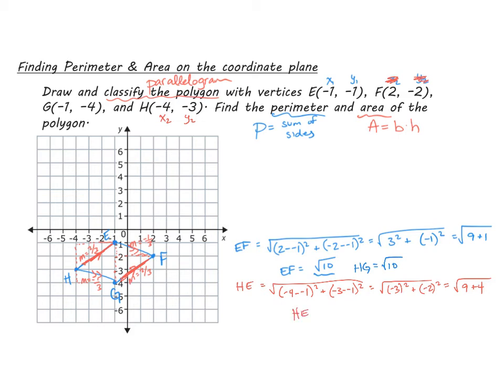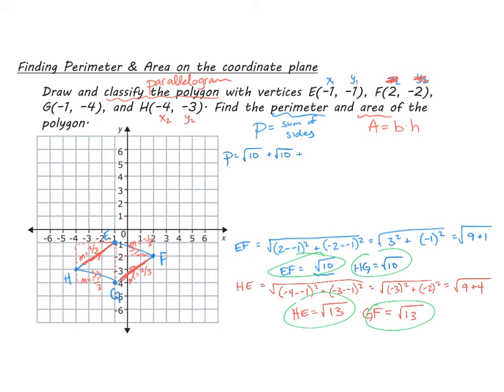So HE is equal to the square root of 9 plus 4, 13. Which means the opposite side of HE, GF, is going to also be equal to the square root of 13. All right, so now I have all 4 of my sides. 1, 2, 3, 4. And I can find the perimeter by adding all those sides together. So my perimeter is going to equal square root of 10 plus the square root of 10 plus the square root of 13 plus the square root of 13.